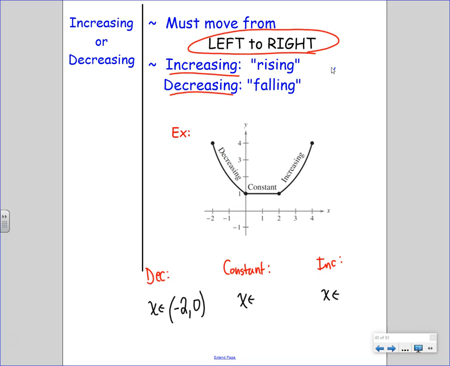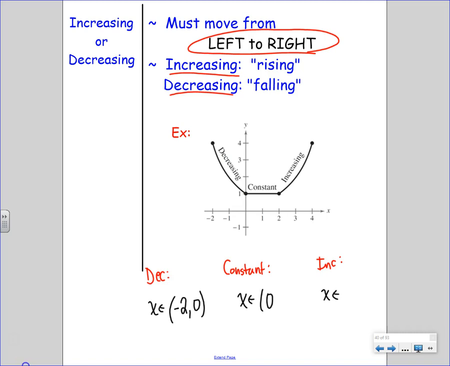Pause. I'm not asking where points exist. I'm asking when is the function decreasing. So here's my question. At 0, is it decreasing or constant? Constant. At 0? Isn't it in between? It's in between the falling part and the flat part. At 0, what's going on? It's the in between. We're not going to say at 0 it's decreasing. We're not going to say at 0 it's constant.